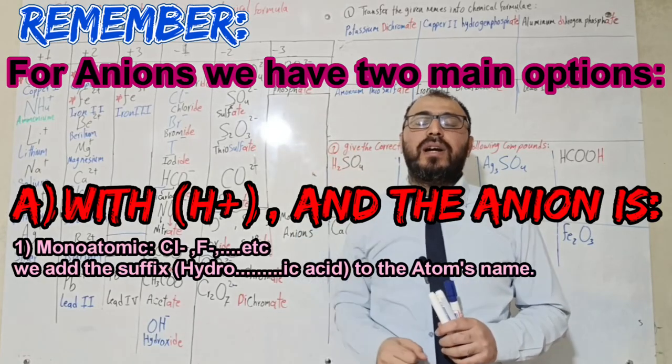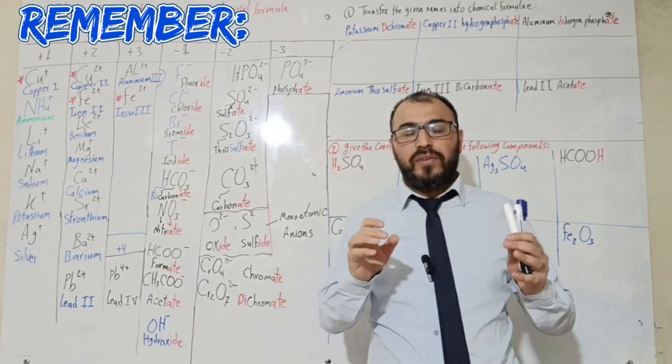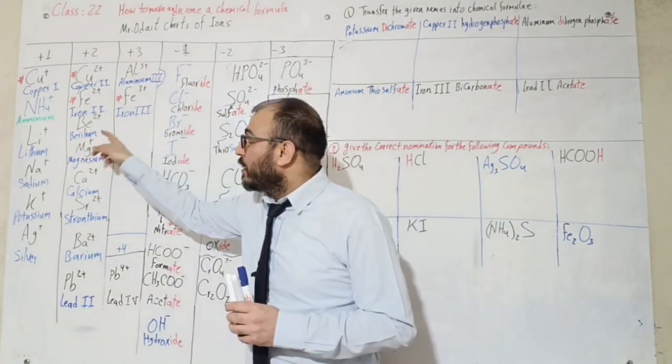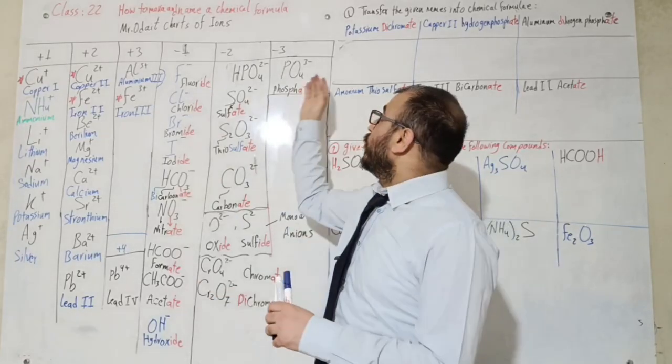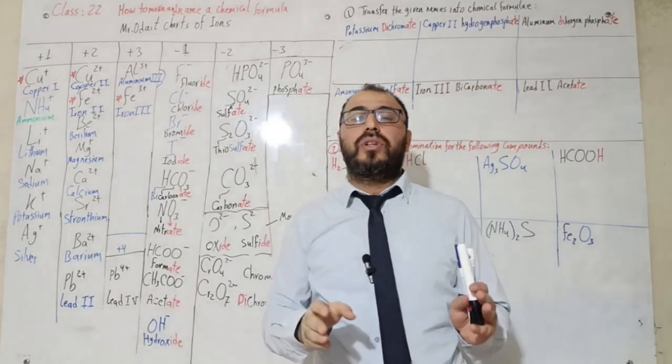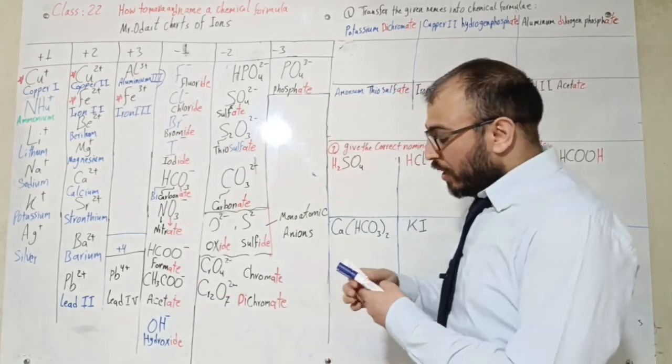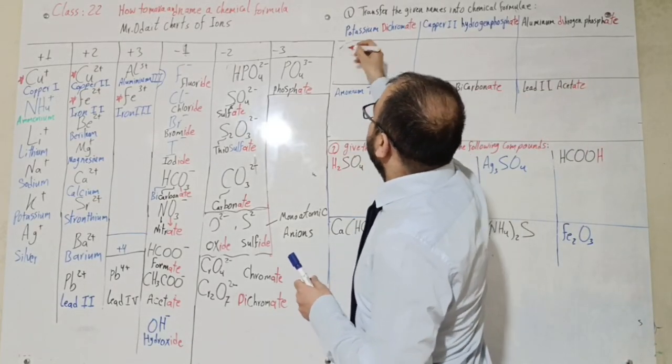Before answering these questions, my friends, allow me to remind you of the importance of memorizing all the ions in this chart, so that when you go through any chemical reaction, you are going to be ready to answer. Here, my friends, I start with potassium. Potassium is K.